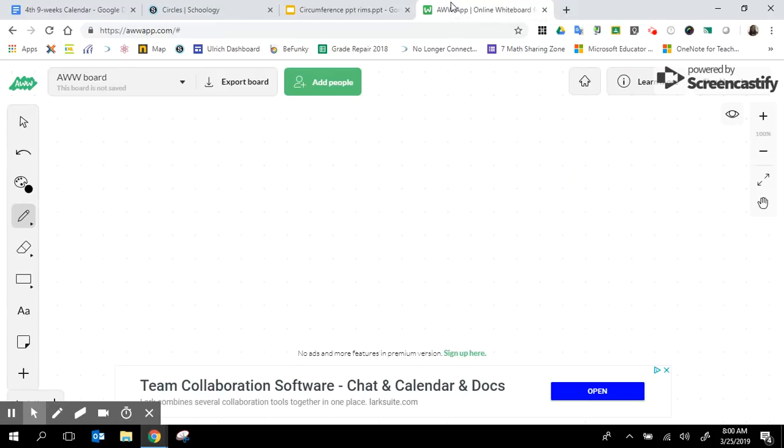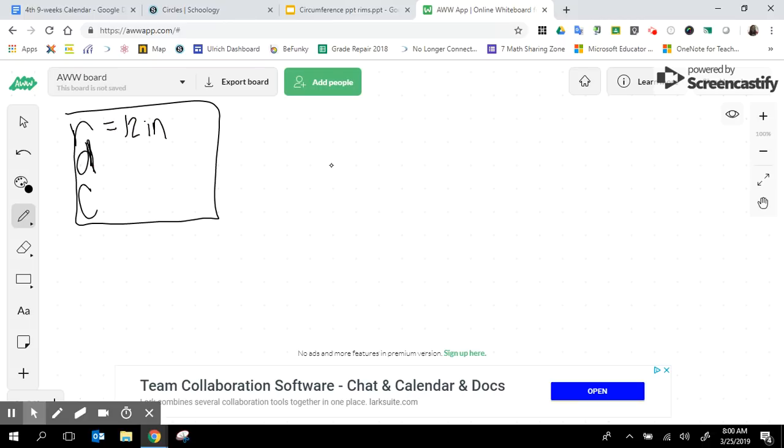So in your notebook, we're going to write that RDC. Remember, we drew it in a box on Friday. We've got R, D, and C. And this time we know that the radius is 12 inches, I'm pretty sure.